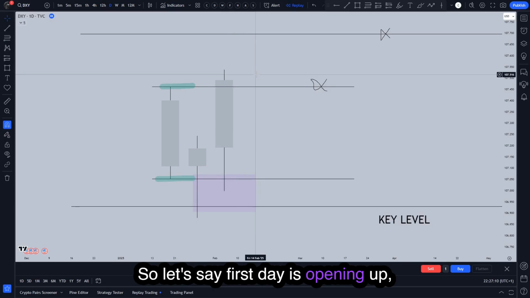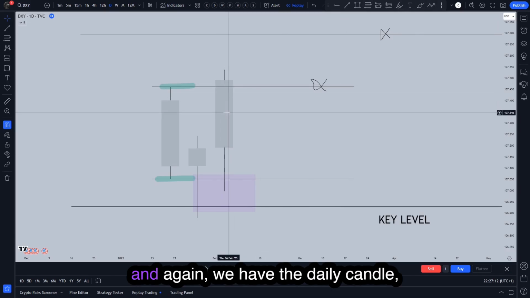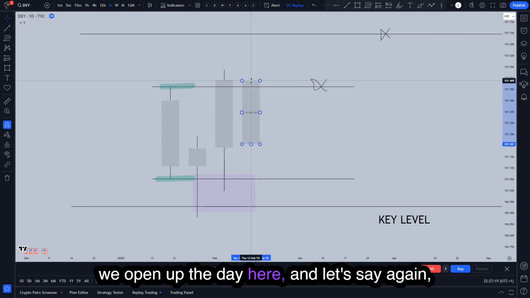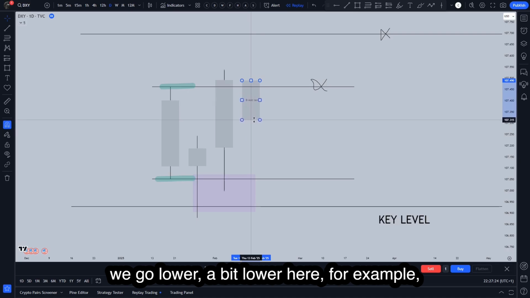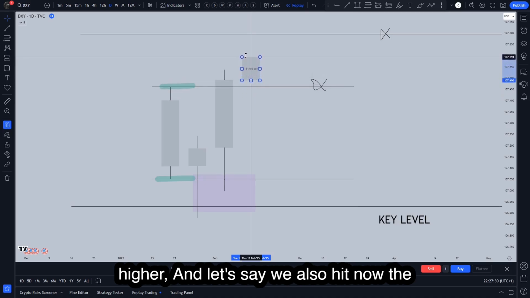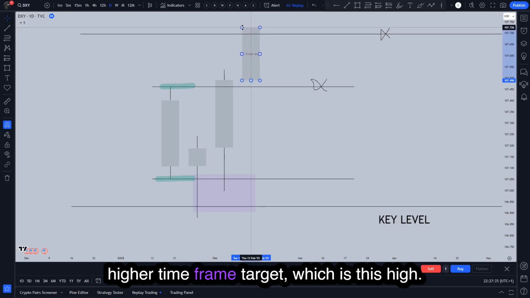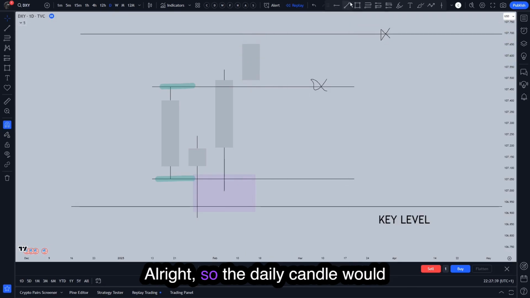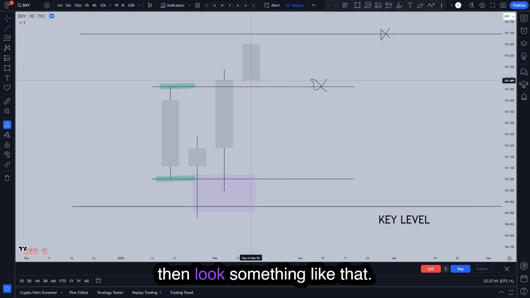So let's say Thursday is opening up. And again, we have the daily candle. We open up the day here. And let's say again, we go lower, a bit lower here, for example, make the low around here, and then we go higher. And let's say we also hit now the higher time frame target, which is this high, and then we close the day. Right? So the daily candle would then look something like that.